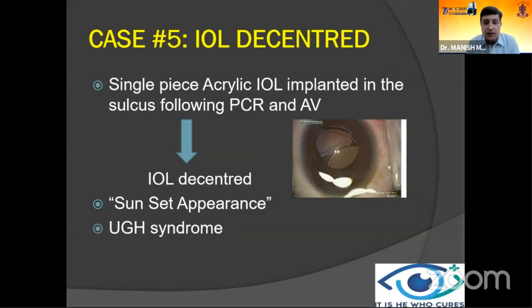Okay, so in these cases, what happens is, since these IOLs can get decentered, if you look at this picture, the haptic rubs the posterior pigment surface of the iris, which can lead to uveitis, glaucoma, hyphema, the UGH syndrome.